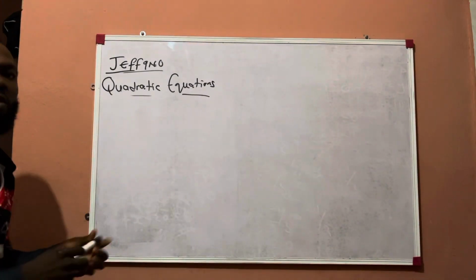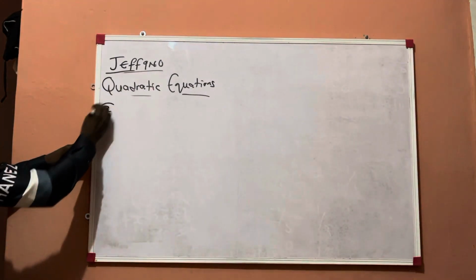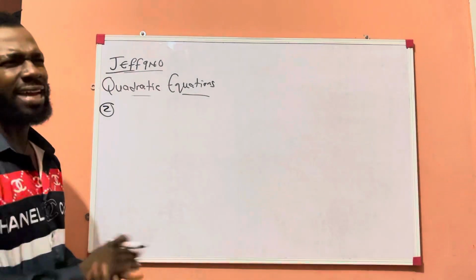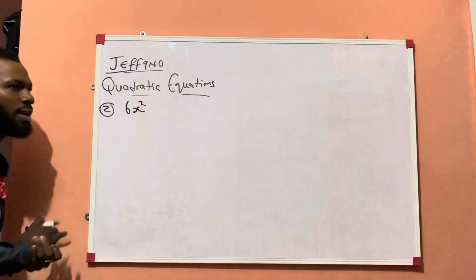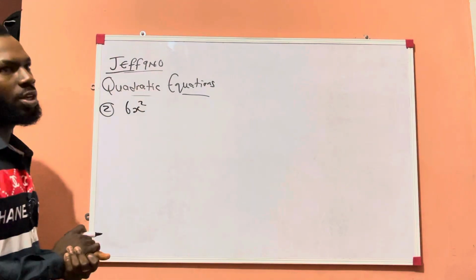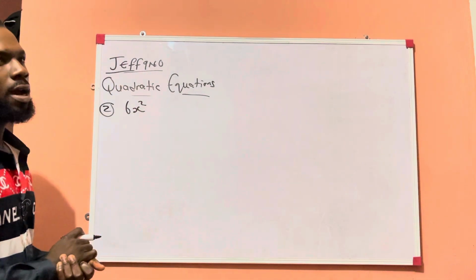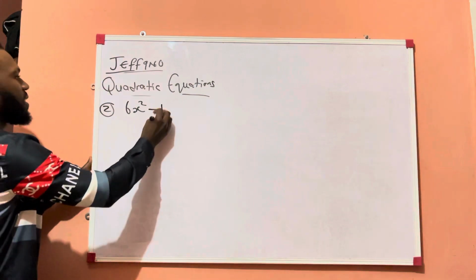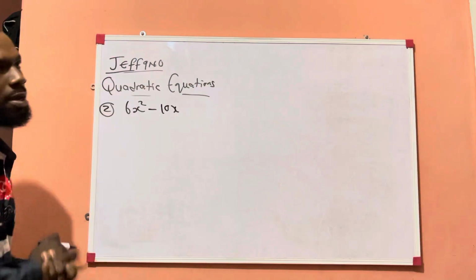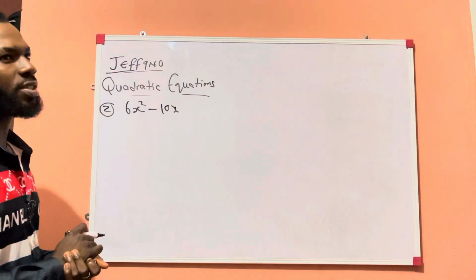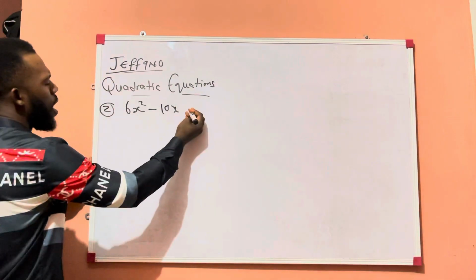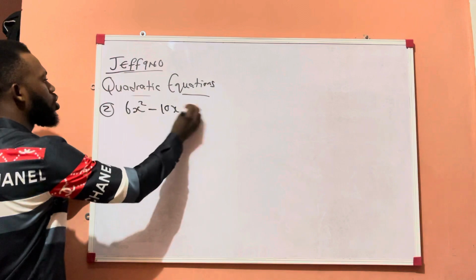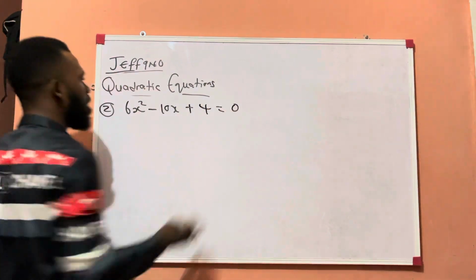Alright, now let's think of another example. Number 2. Now let us imagine we have something like this: 6x squared minus 10x plus 4 equal to 0.